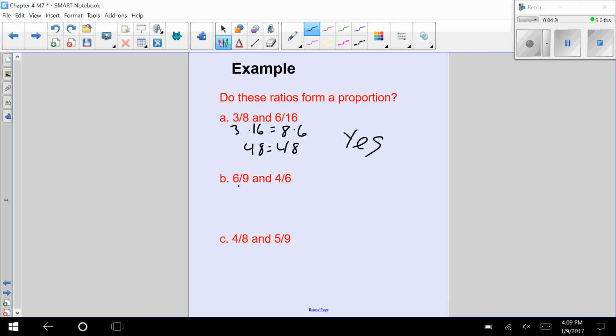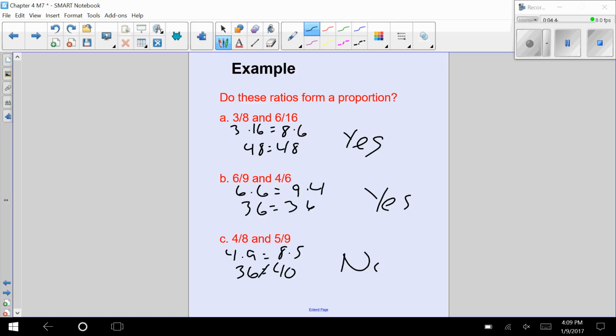For the second one, we'll do 6 times 6 and 9 times 4. 36 equals 36, so yes, it is a proportion. And for the third one, we do 4 times 9. Does that equal 8 times 5? 4 times 9 is 36. 8 times 5 is 40. Those are not equal, so this is not a proportion.